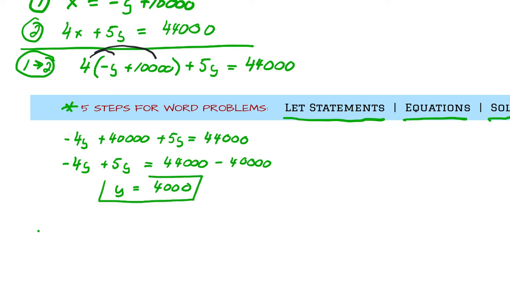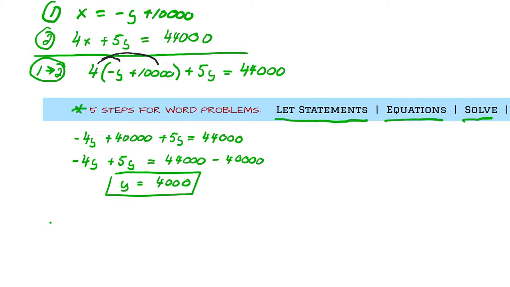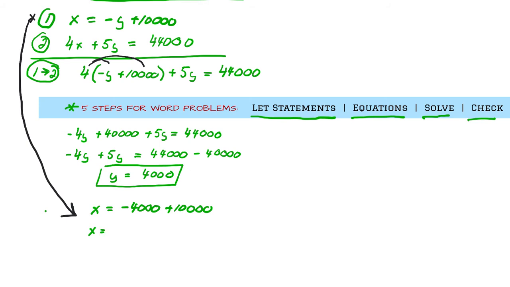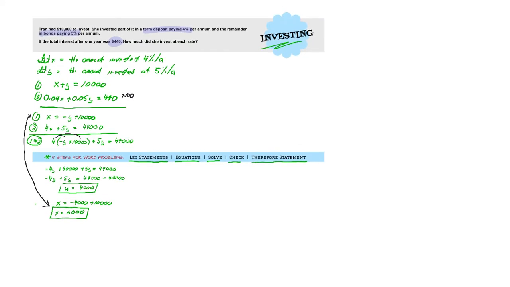The nice thing about solving by substitution is you can typically use this equation now to solve for the other variable. So x is already isolated. Substitute in y, watching your signage, and you can see right away that x equals 6,000. So I've completed the first 3 steps of my 5 steps for word problems, and now I'm going to do my check.